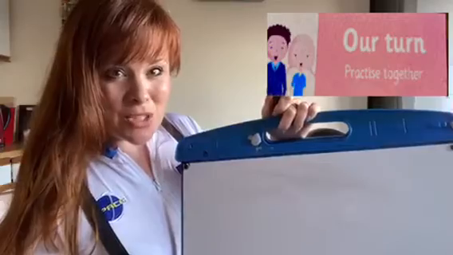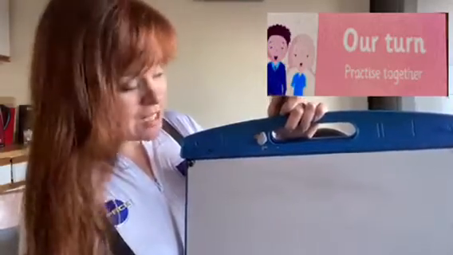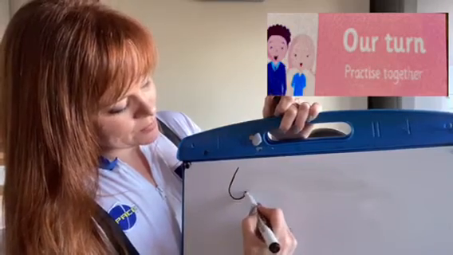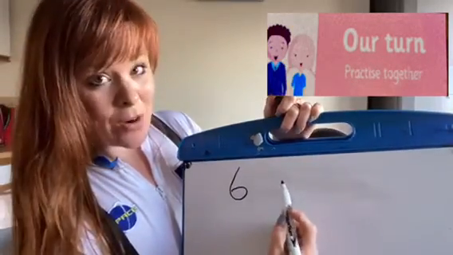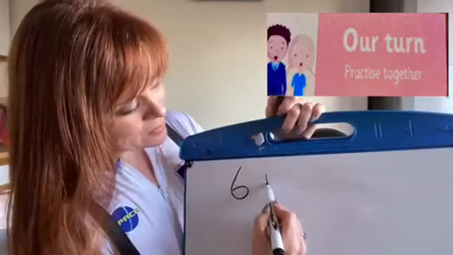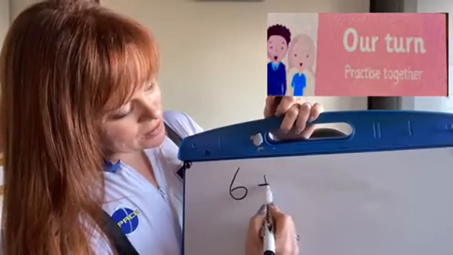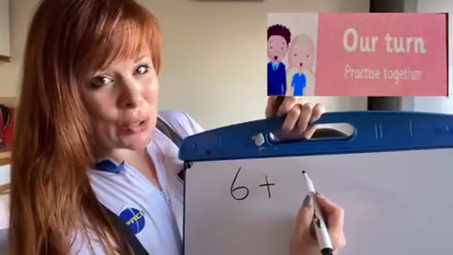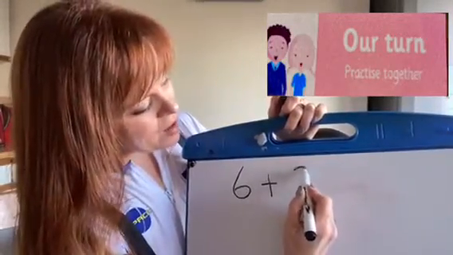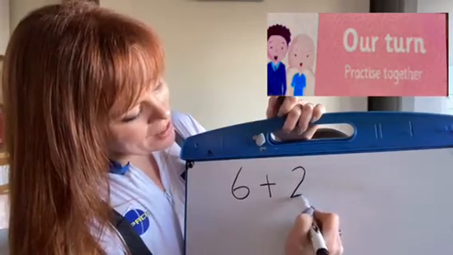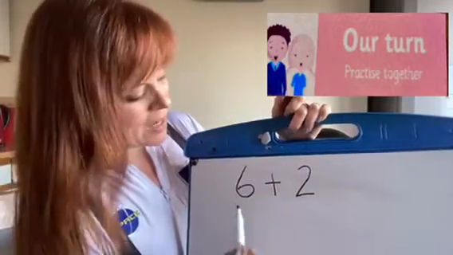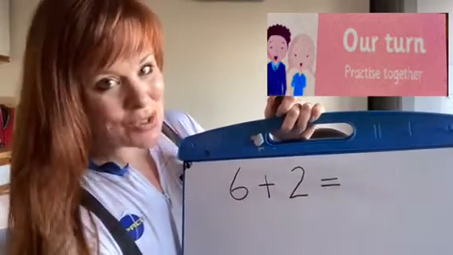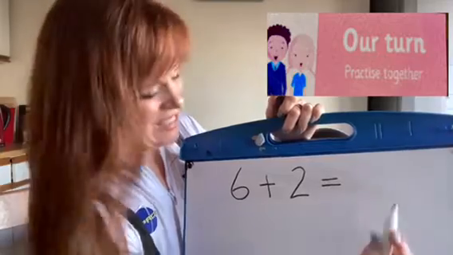Let's try the first one together. So you should have written the number 6. So let's form the number 6. And we need our addition symbol. So it's that cross, like so. We then need number 2. So half a heart will never do. Draw a line, make a number 2. 6 add 2 equals, and your total is 8.